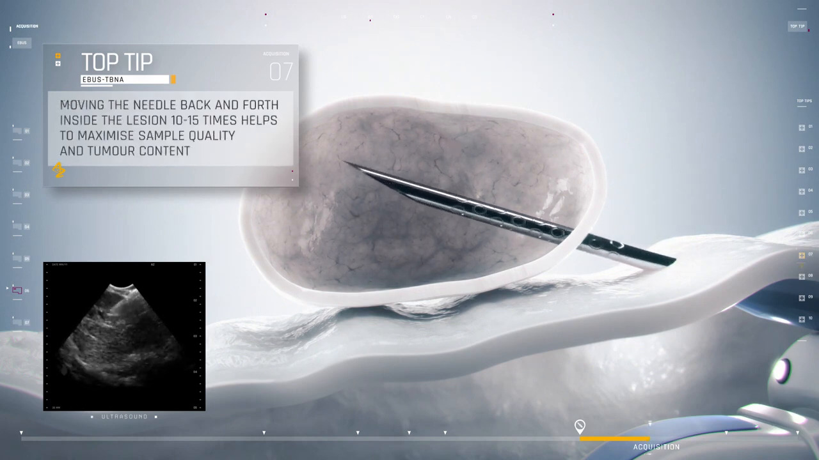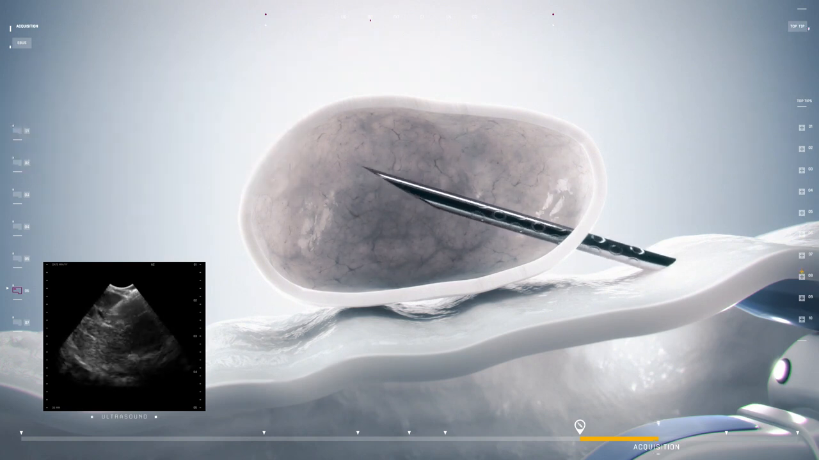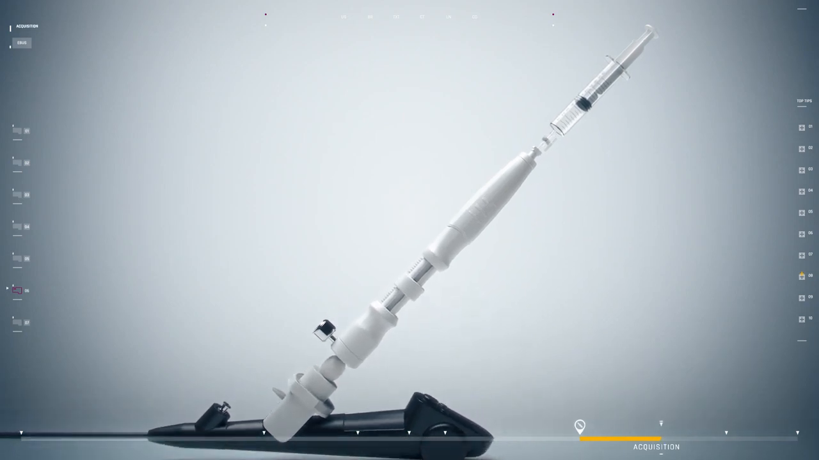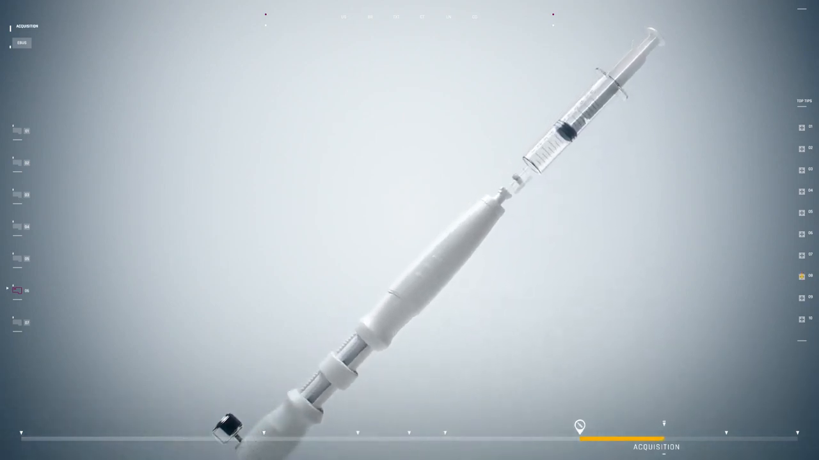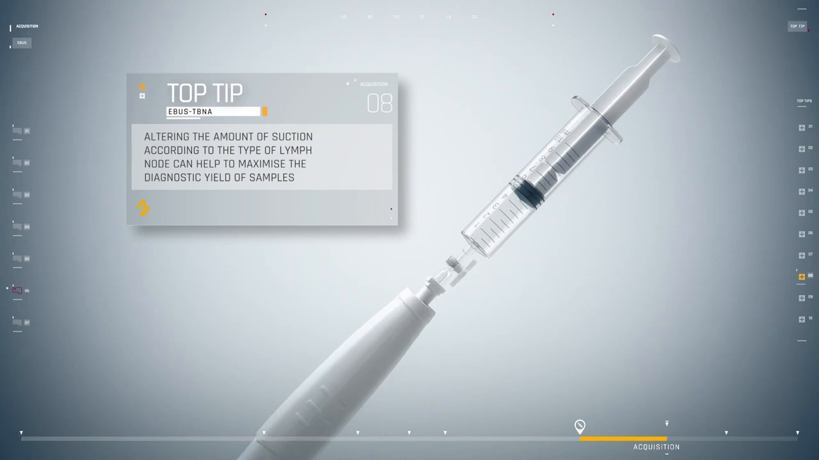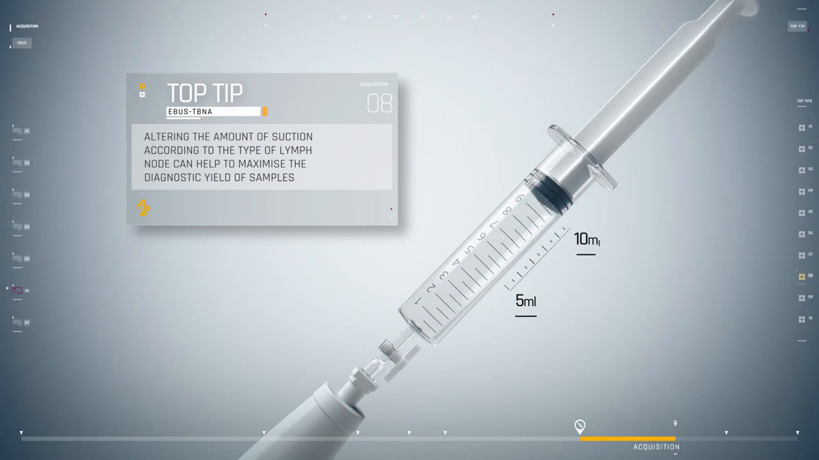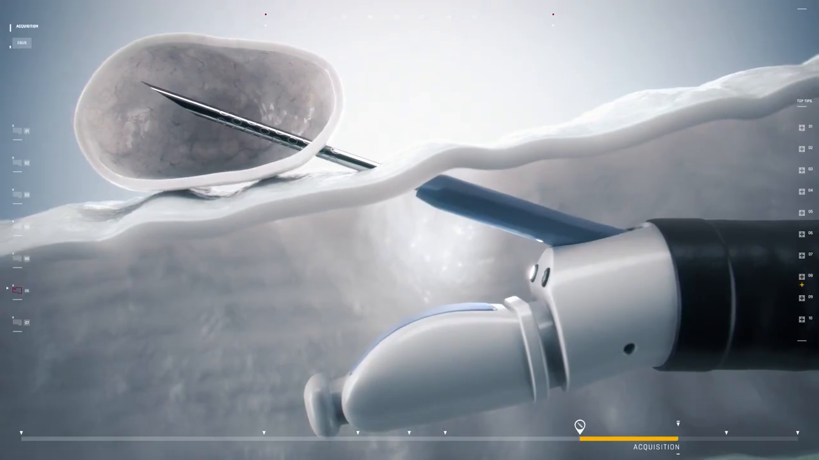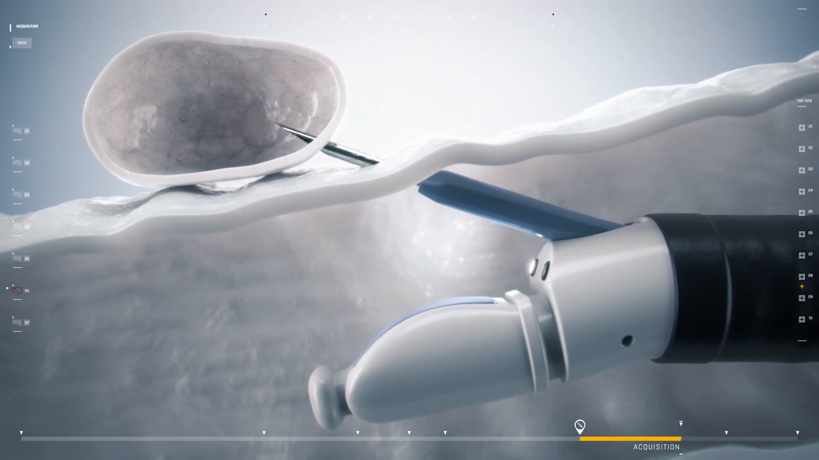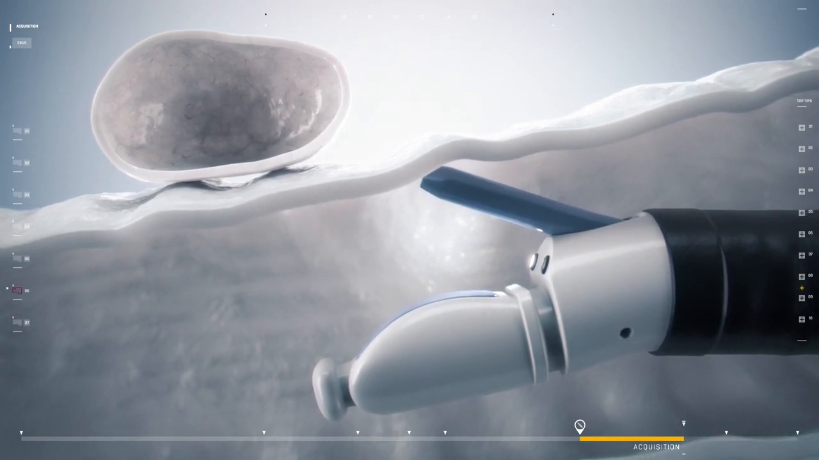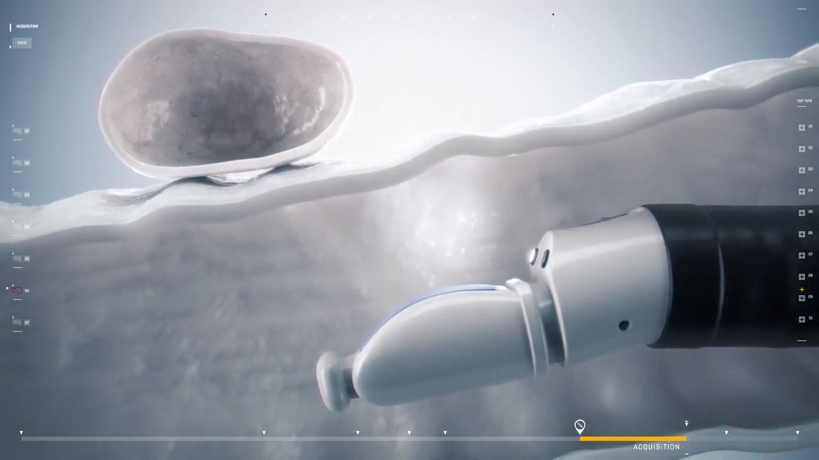When taking a sample, the needle should be moved back and forth for 20 to 30 seconds, or 10 to 15 times. The amount of suction should be altered according to the type of lymph node. For example, hard lymph nodes may provide limited samples, and increasing the amount of suction can help to improve diagnostic yield. Suction should be stopped before the needle is retracted into the sheath and locked. Then, the needle and sheath are removed.